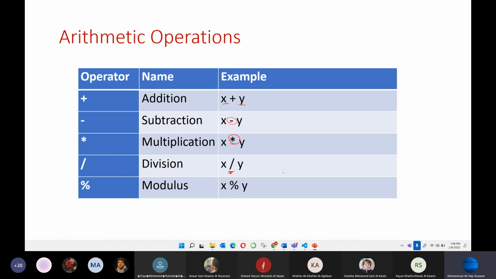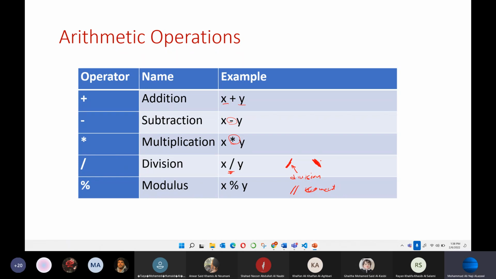division, x slash y. And be careful, there will be some kind of confusion between slash and backslash. Slash is used for division, and it is also used for comments. When you write comments, you use a slash.